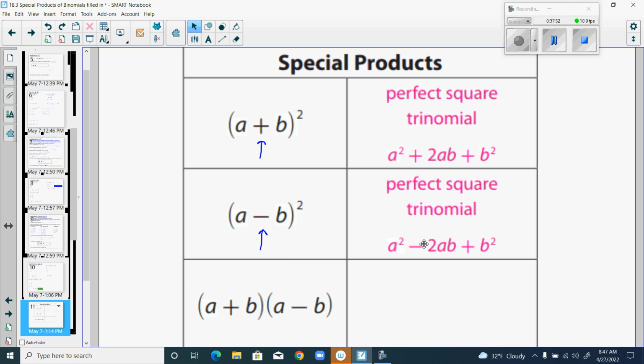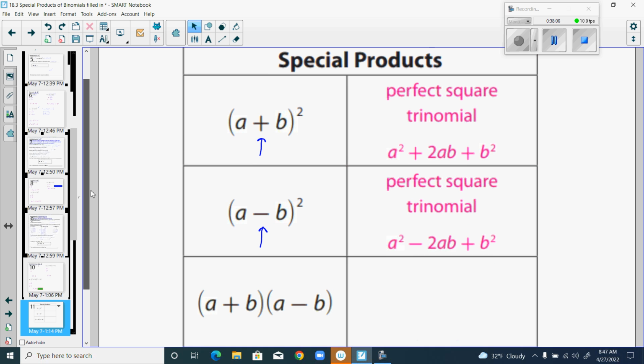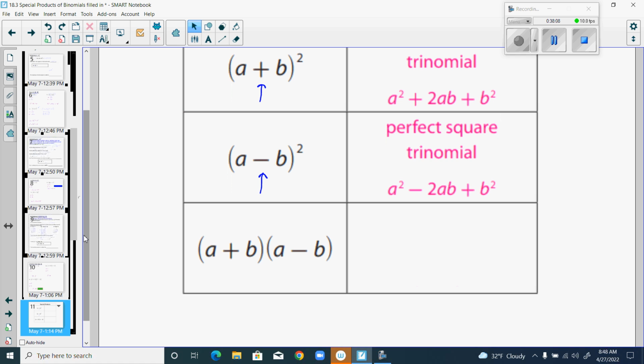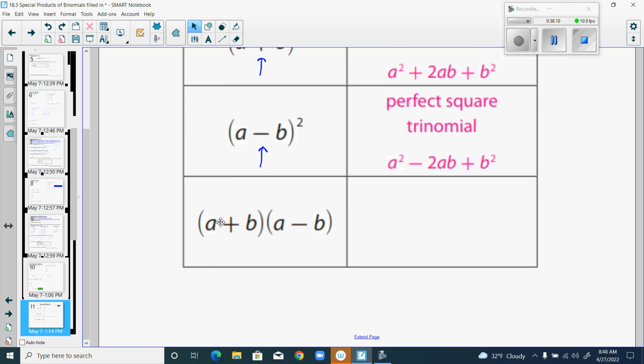And then the last one that we talked about, if we have 2 binomials that have the same terms, but one is addition, one's subtraction, this is called the difference of two squares, and that middle term just drops out, and then we get the square of the second term. So we end up with a squared minus b squared. So we just take this, square it, take that, square it, shove subtraction in the middle, done.